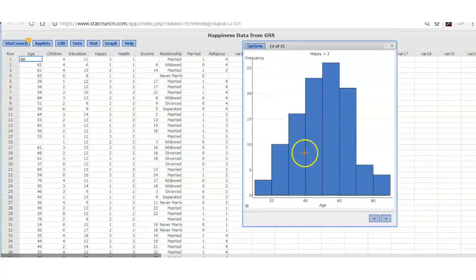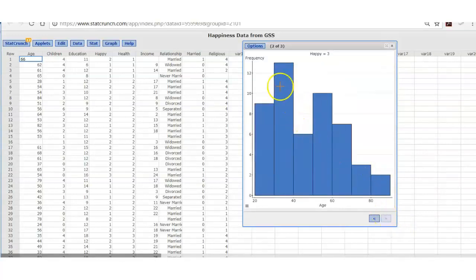For the pretty happy response, this one has a lot different shape. There are a lot more of them in the kind of middle ages, less on the 2 ends. And for the very happy response. Again, this one has a few more on the younger ages and less in the older ages.